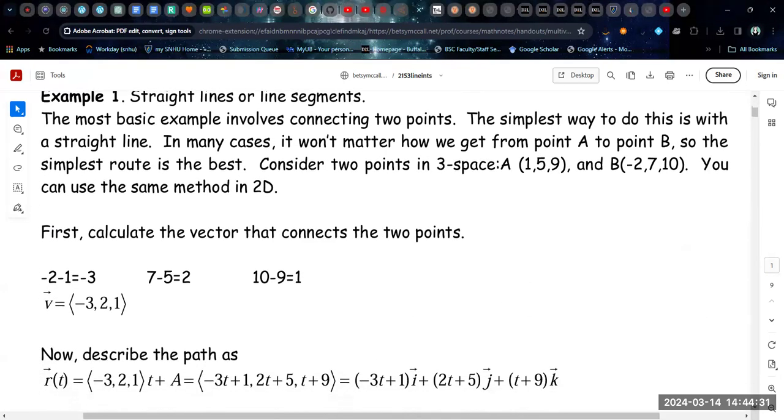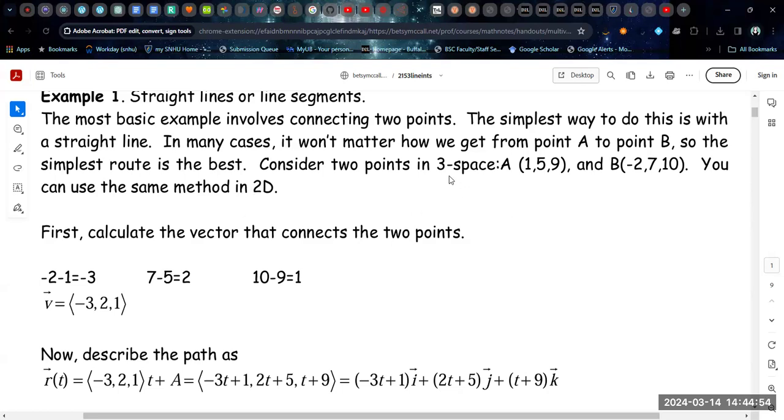from. So if you're dealing with straight lines or line segments, this is sort of the most basic way of connecting 2 points. And there are certain cases where the actual path that you take to get from point A to point B doesn't matter, in which case you can just go by a straight line.